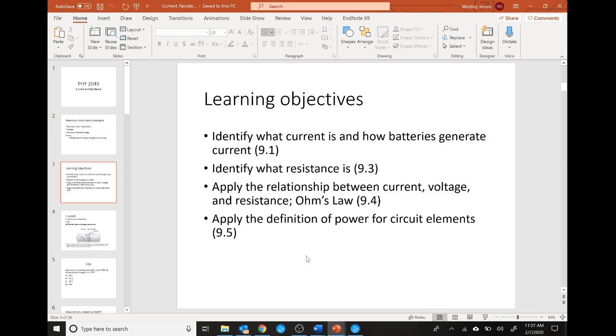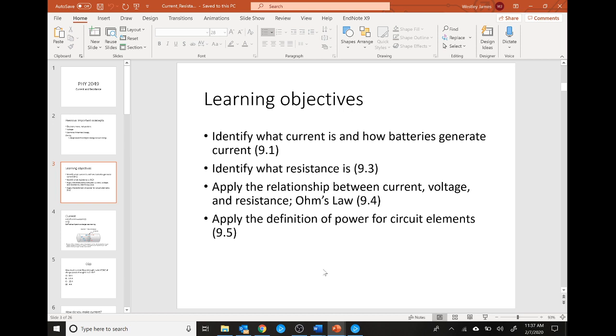What are we going to actually cover in this? We're going to identify what current is, how batteries generate current, and when I say how batteries generate current, I mean more so that potential difference, not the chemical reaction. That's a chemistry thing. If you're interested in it, please look it up. I don't know all the chemistry behind it, but it is basically just separating charges. Identifying what resistance is, we talked about that a little bit already.